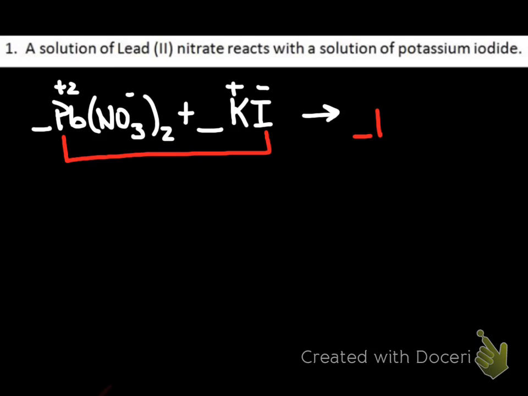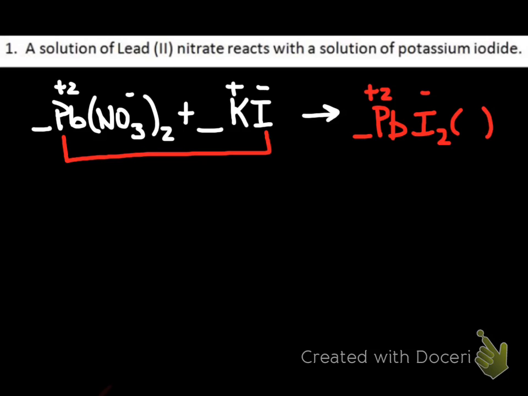Oxidation numbers remain the same. Lead is a +2, so it stays +2. Iodine is still minus, so there needs to be 2 of them.